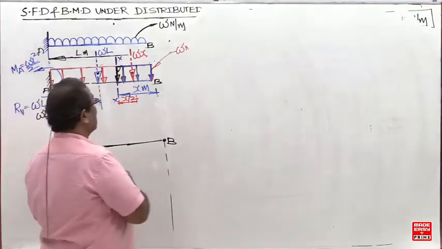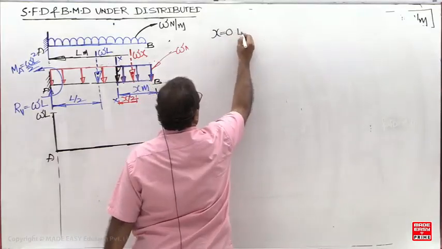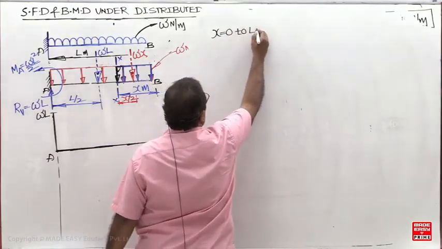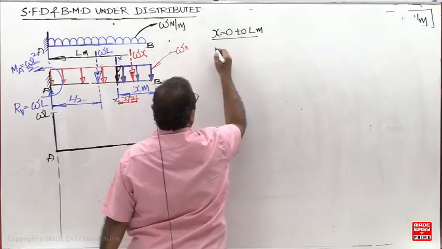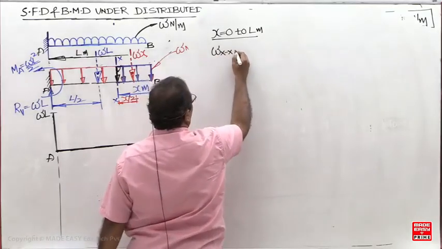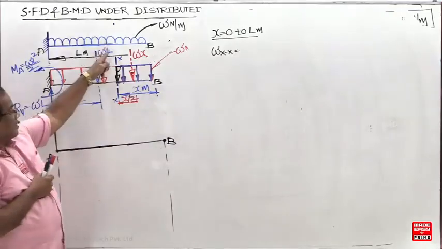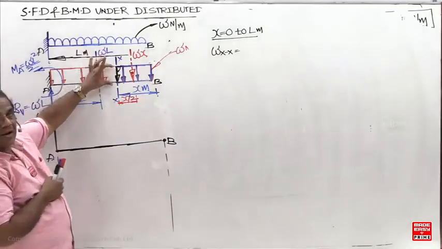Now can you write down the limit for x? x is what? 0 to L. First write down what is the intensity here now. What is this height? W.